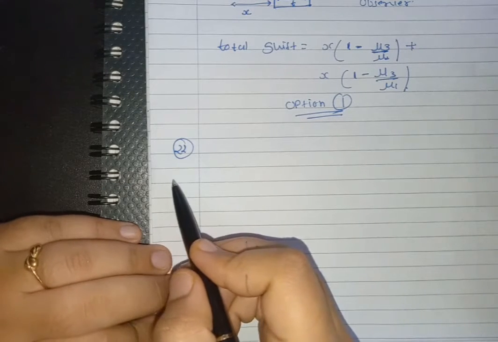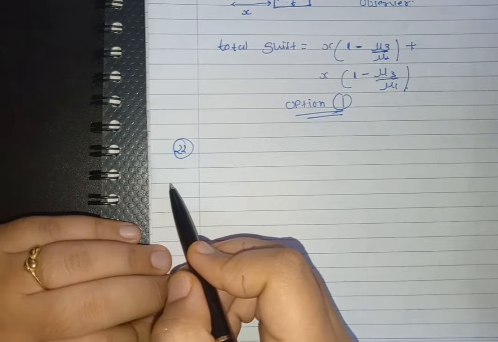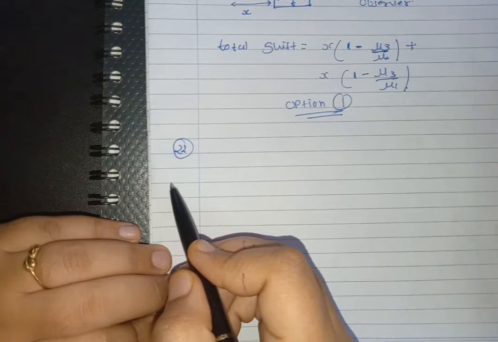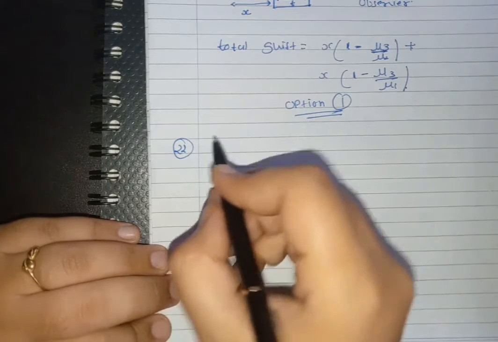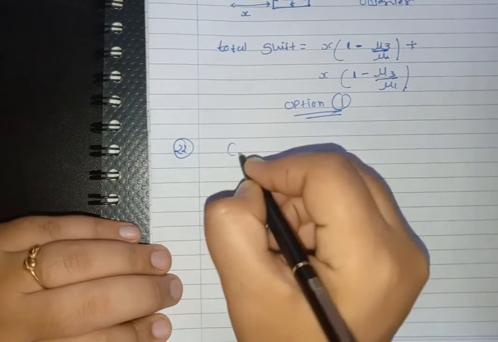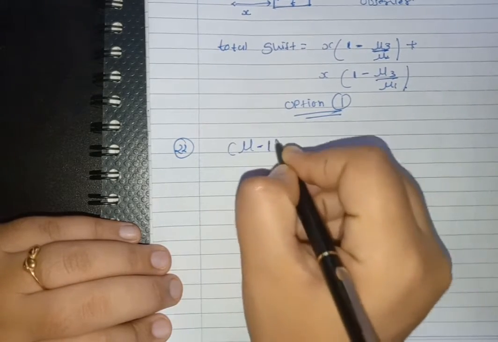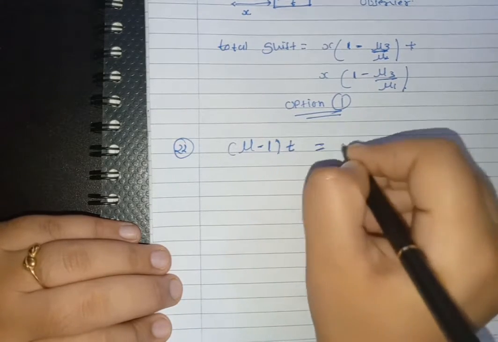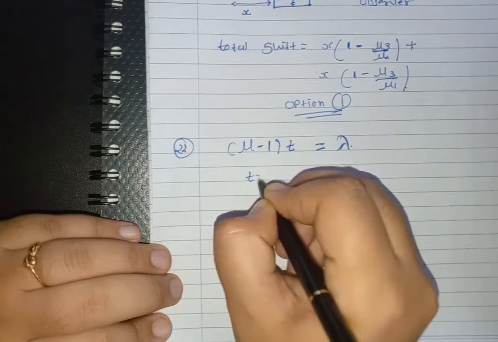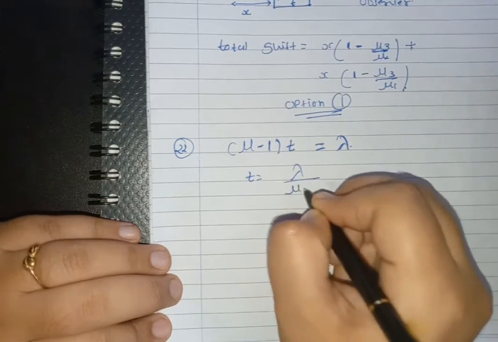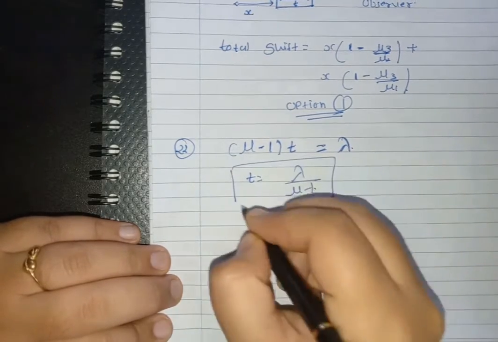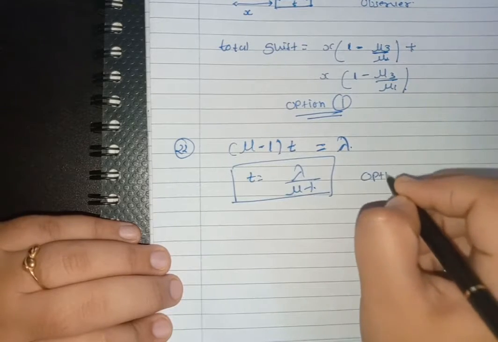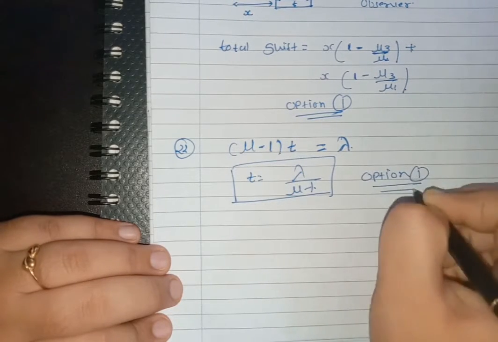In question number 22, we want to find the thickness of a transparent plastic plate which will produce a change in optical path equal to the wavelength. Here the change in optical path will be mu minus 1 into t, where t is the thickness of the slab, and it should be equal to lambda. So the thickness will be lambda upon mu minus 1. So option 1 is the correct option.